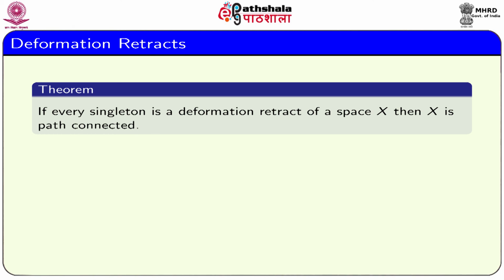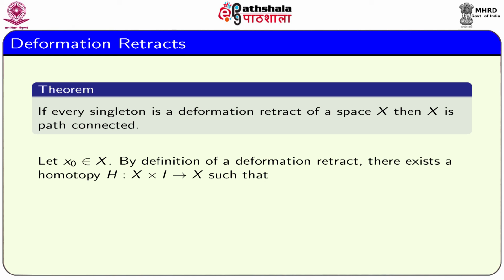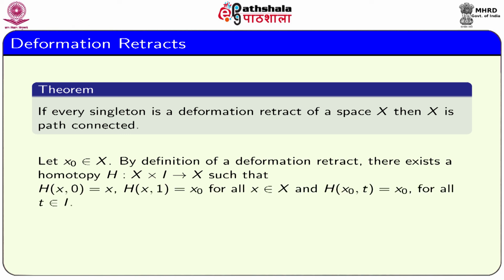Now we show that if every singleton is a deformation retract of a given space X, then the space X is path connected. So let us take a point x0 from X. By definition of a deformation retract, there exists a homotopy H from X cross I to X such that H(x,0) is equal to x, H(x,1) is equal to x0 for all x belonging to X, and H(x0,t) is equal to x0 for all t belonging to I.